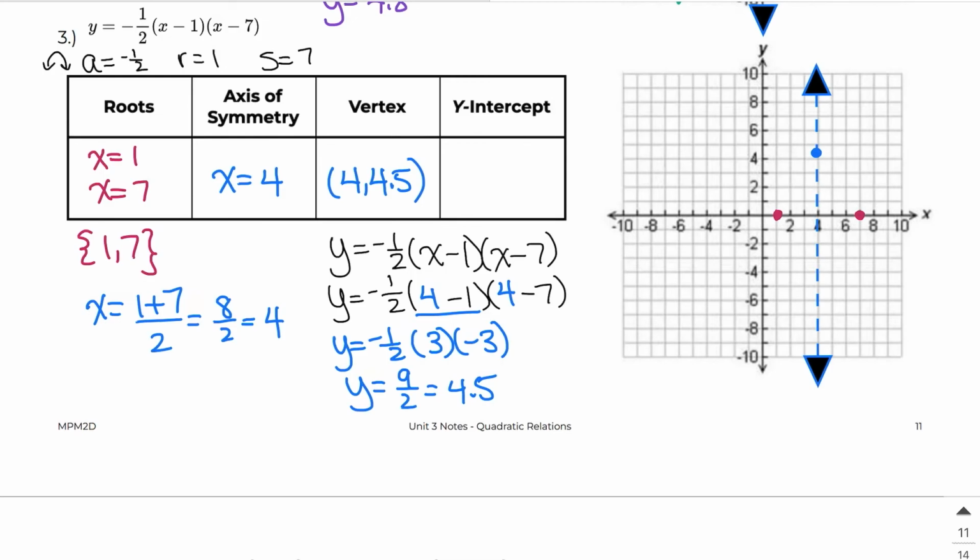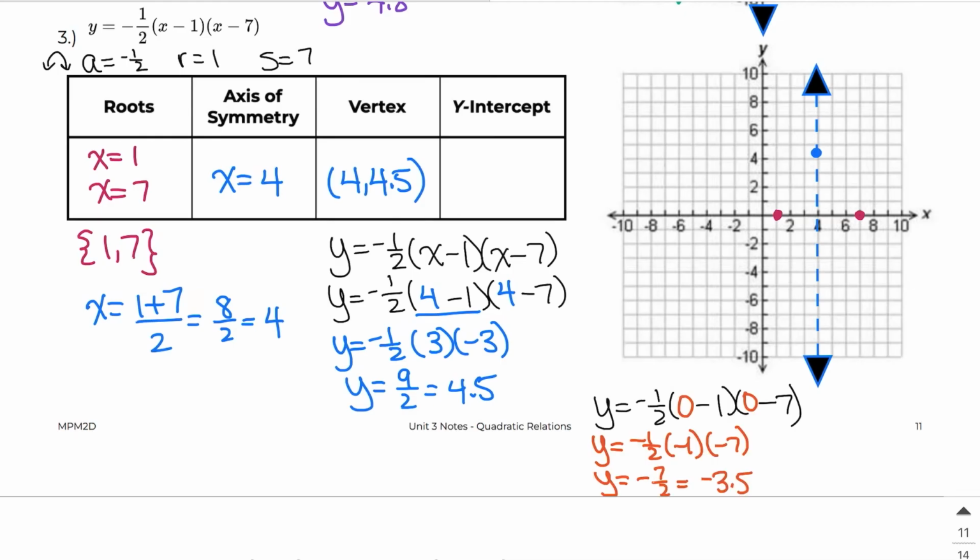Okay, and then lastly, let's do our y-intercept. Now our y-intercept will always happen when x is 0. So I'm going to do the same thing, but I'm going to replace the x with 0. Pause, try it on your own, see how you do. So you should get -7/2 or -3.5. So our y-intercept is at (0, -3.5). I'll go ahead and graph that point out right here.